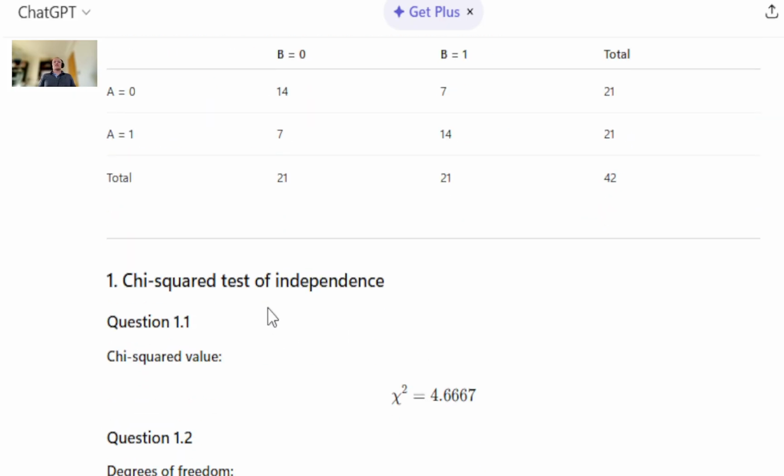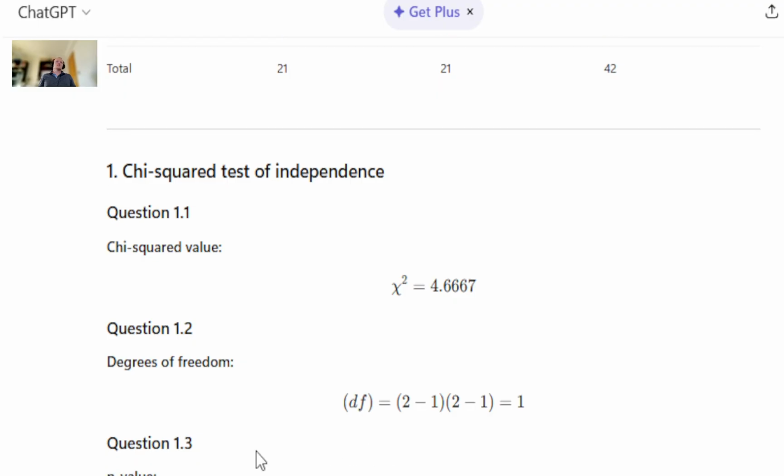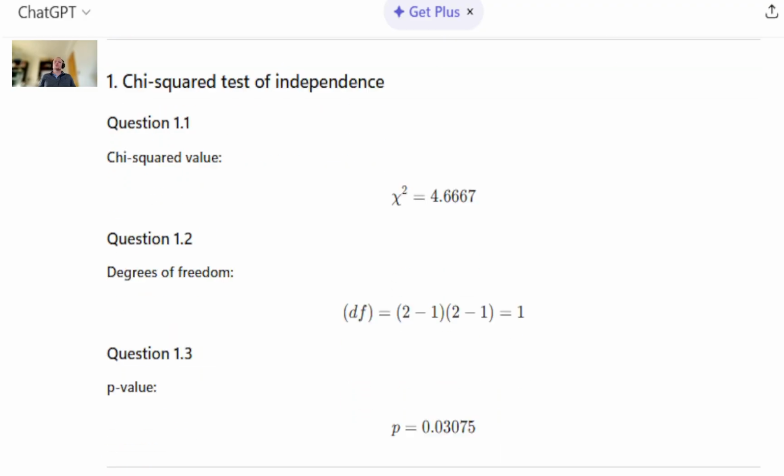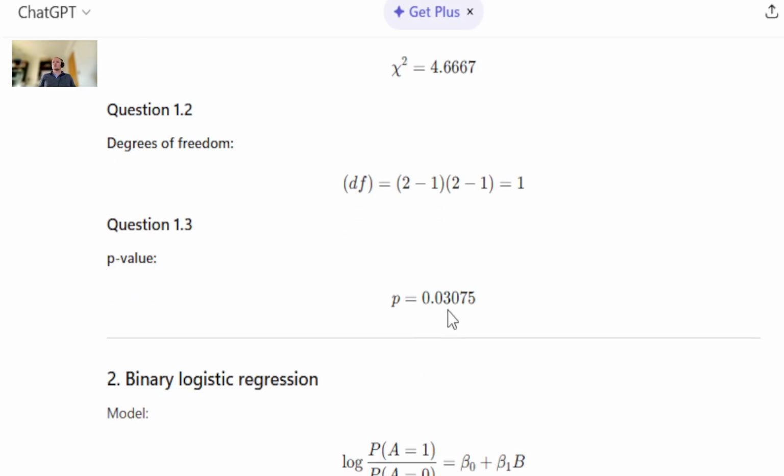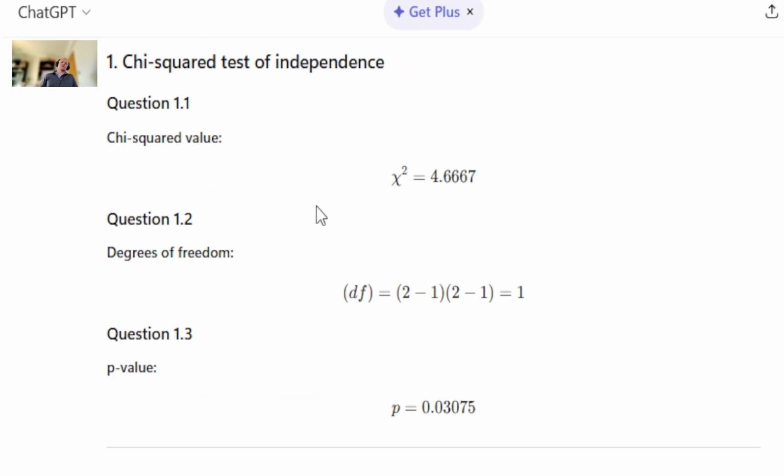And then it says the chi-squared test of independence yields a chi-squared value of 4.6667. Degrees of freedom of 1, because that is the number of columns minus 1 times the number of rows minus 1. So that's 1. And the chi-square value of almost 4.67 at 1 degree of freedom comes with this p-value here, 0.0305. So that's the chi-square test, and this is the default chi-square test of independence.